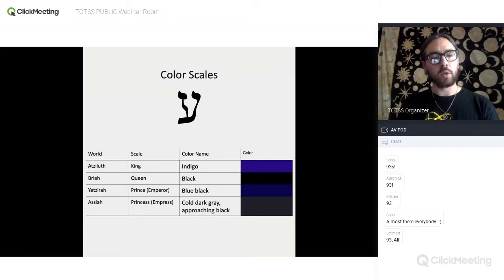Then in the queen scale, we have the color black. This is related to Saturn and to Earth. Saturn is the metal lead, and so this black, dark colors. Then the prince or emperor scale is just a combination of our king and queen scales. So now indigo and black mixed together makes a blue black. And then finally for the princess or empress scale, we have a cold dark gray approaching black.